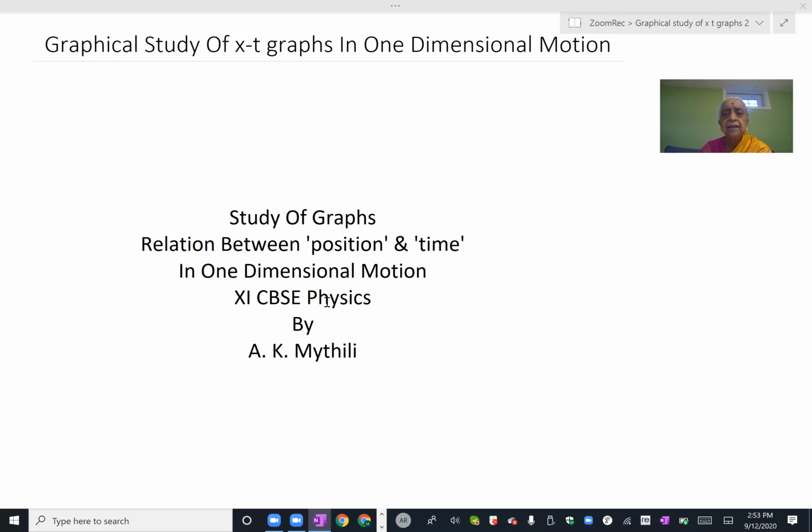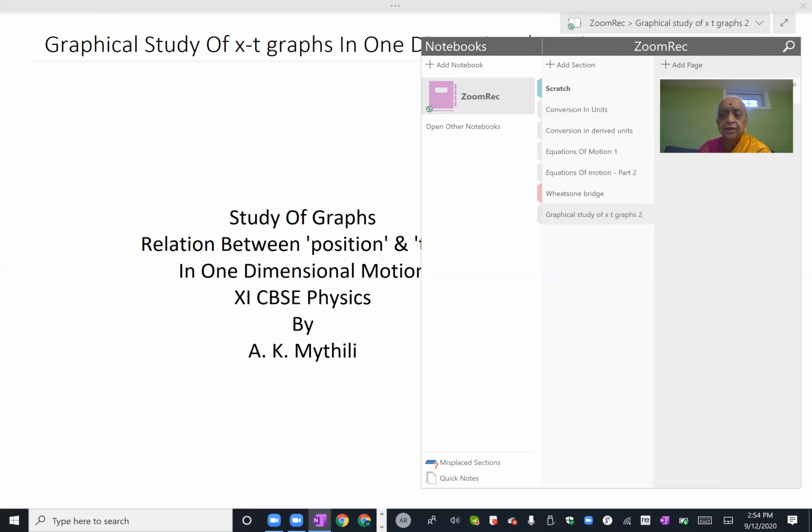Having said that, the relation between position and time in one dimensional motion will be our course of study, and the nature of the graph will give a glimpse of what type of motion we are actually encountering in that particular interval that the problem is talking about. Now, this is the study of graphs between position and time in one dimensional motion. This is for 11th CBSE physics. And the next one that we are going to see is the learning objectives of this.